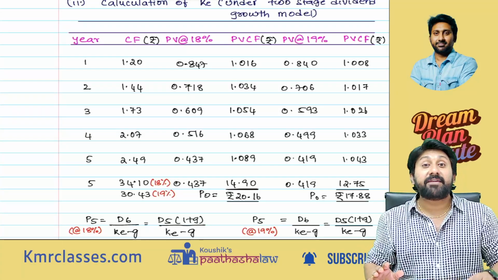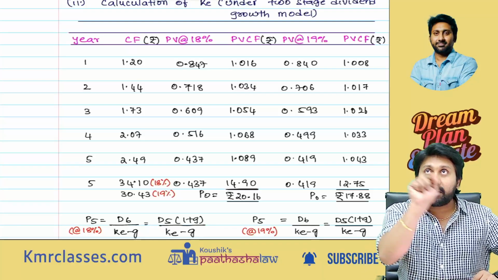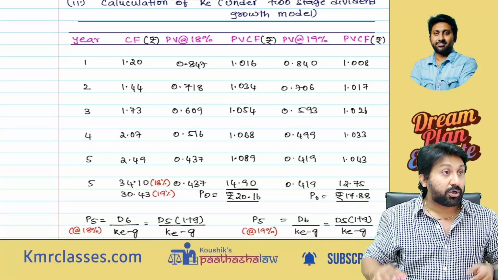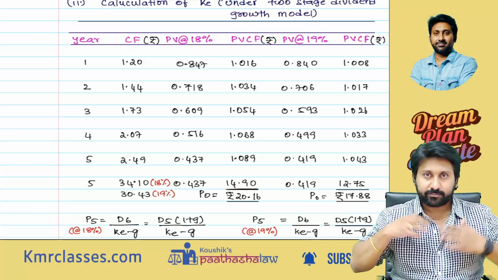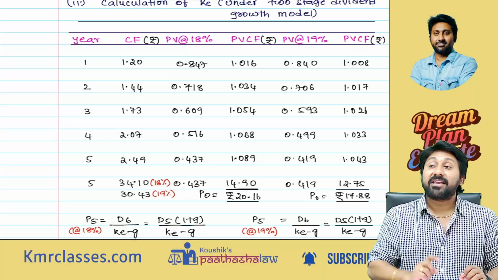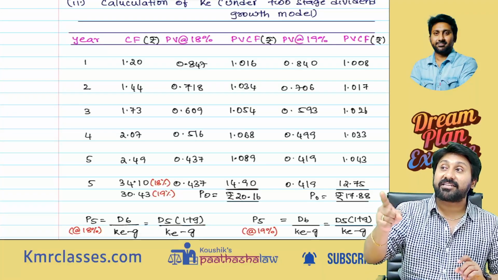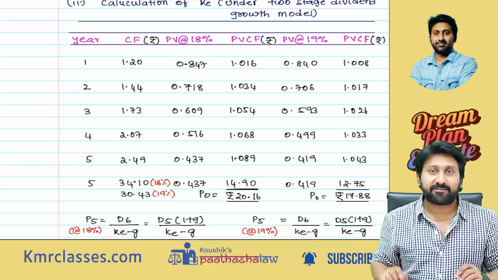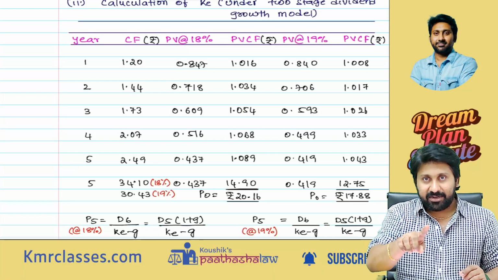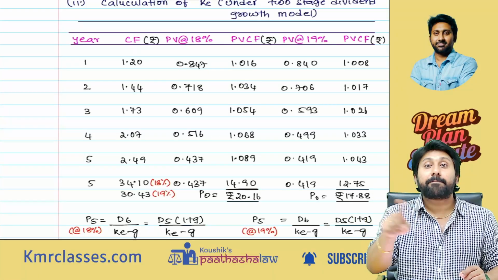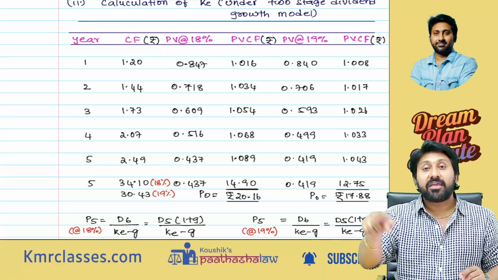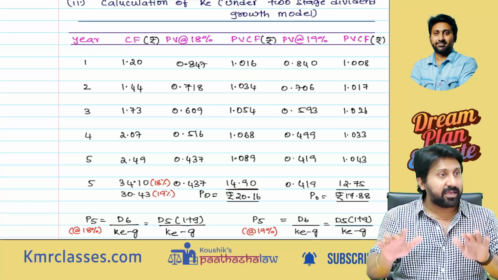They asked for P5. What will you do? If P naught equal to D1 by K minus G, P5 will be D6 by K minus G. That's all. So for random pricing, this will be used. Clear? In one examination question, they said, I wanted to sell the share for the first 3 years. For the first 3 years, they don't give the price of the share. How to calculate? P1 equal to D2 by K minus G, P2 equal to D3 by K minus G, P3 equal to D4 by K minus G. Like that they have to calculate.